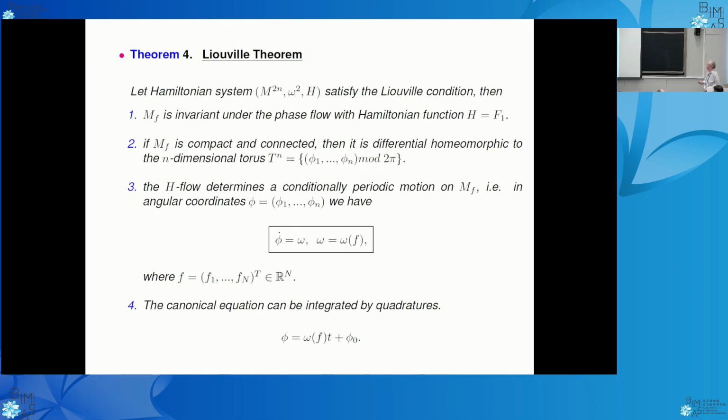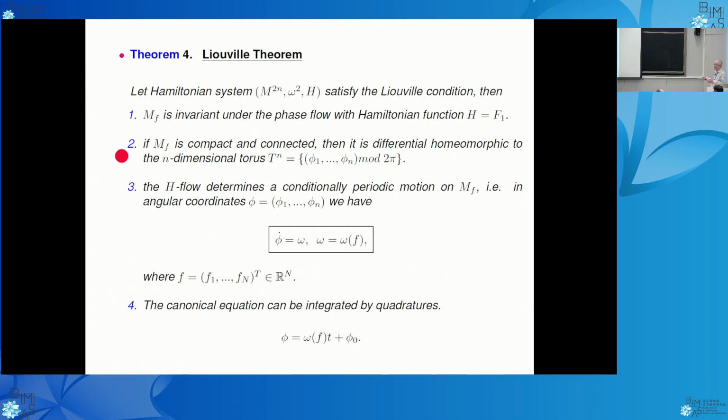So here's the Liouville theorem. Suppose this satisfies the Liouville condition. This is a Hamiltonian system on the symplectic manifold. Then, satisfying the Liouville condition, we have the following 4 results.